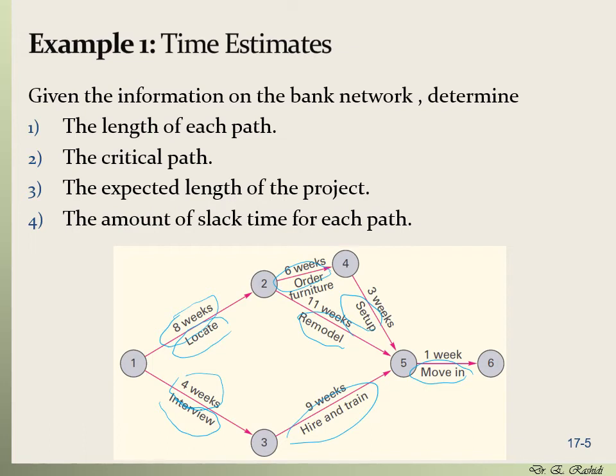What we want to do here is, first of all, find all the paths possible from node 1 to node 6, starting from here and going to here.